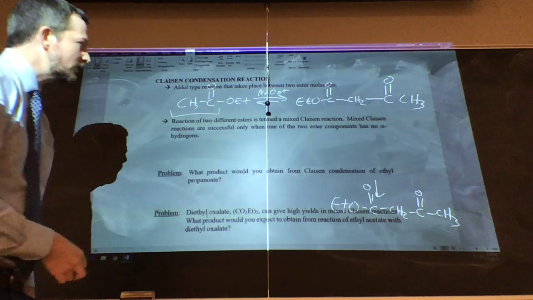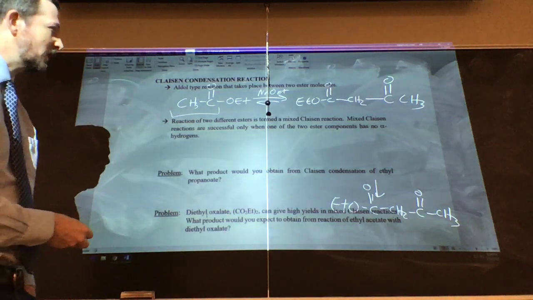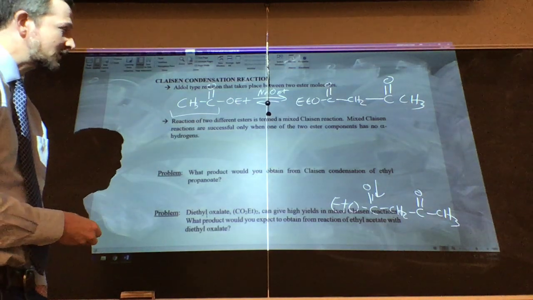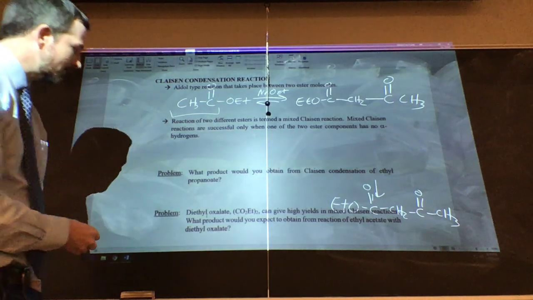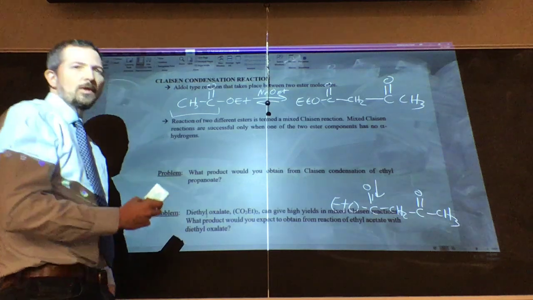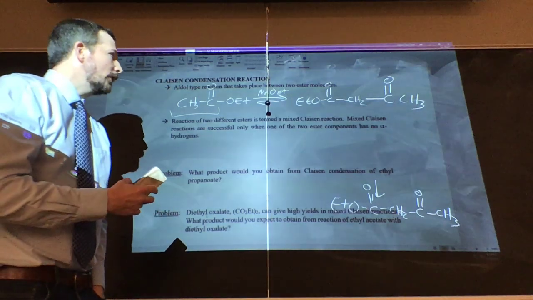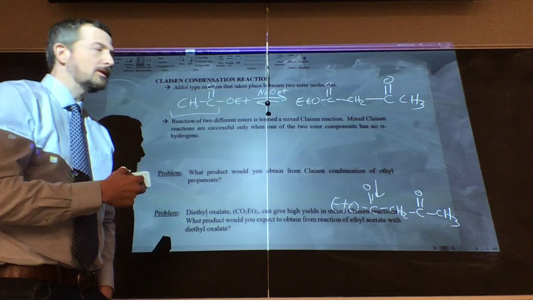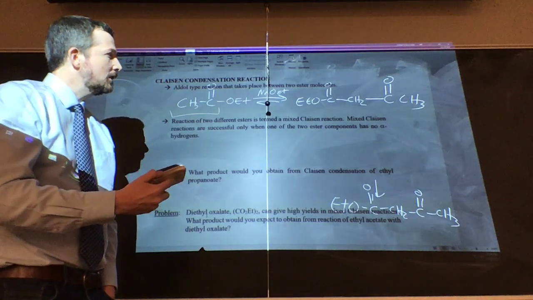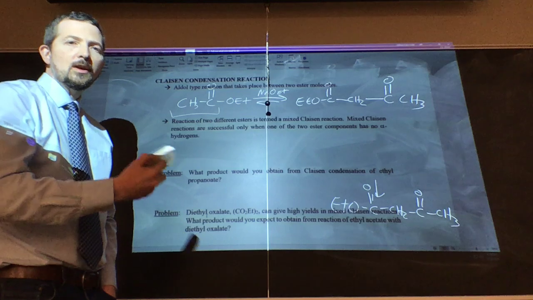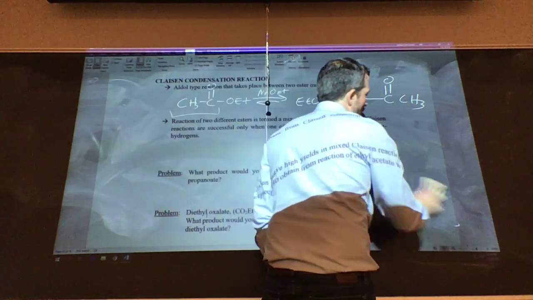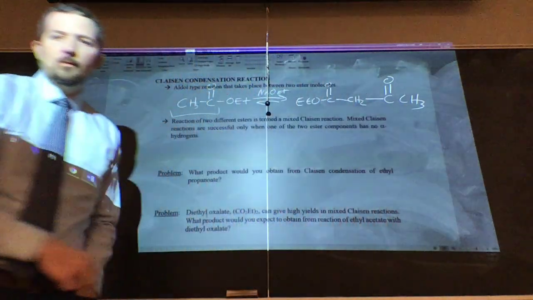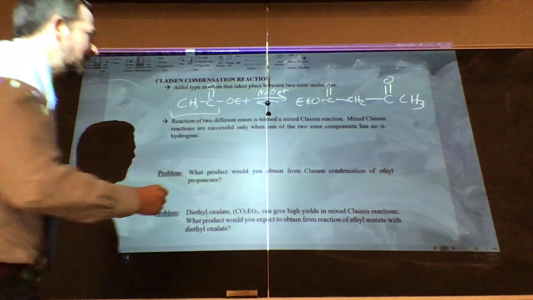Reaction of two different esters is termed a mixed Claisen reaction. Mixed Claisen reactions are successful only when one of the two ester components has no alpha hydrogens. Just like when we went over the aldol reaction, if you had a source of alpha protons in each compound and they're equally acidic, you're going to get 4 different products. And so for mixed Claisen reactions to be successful, one must not have any alpha protons.